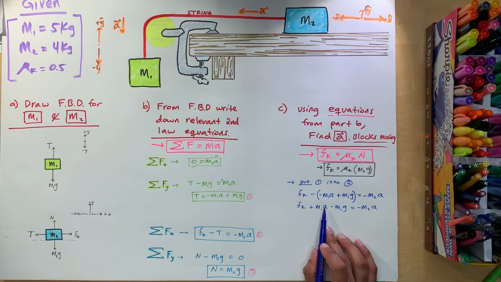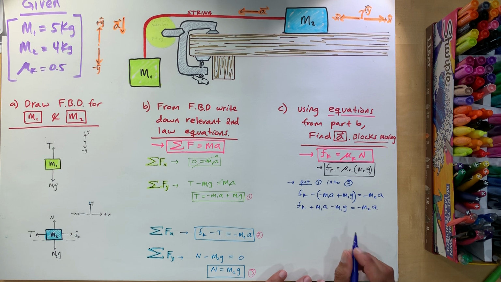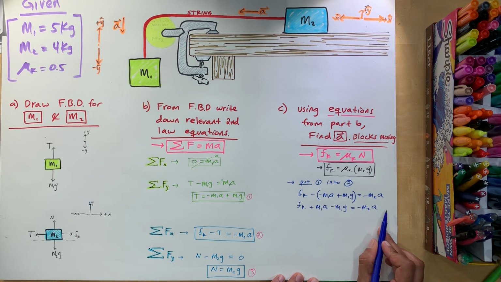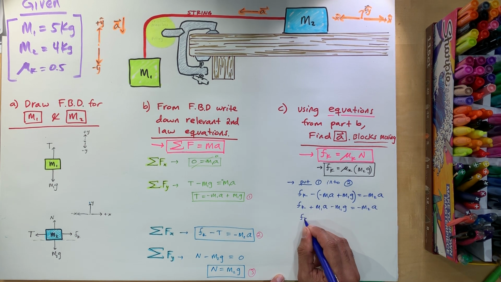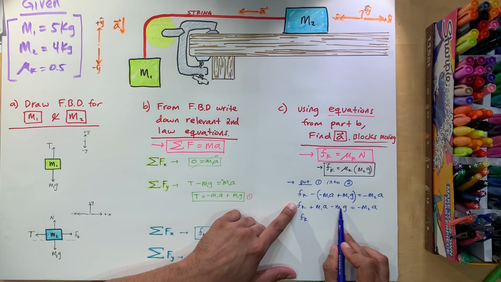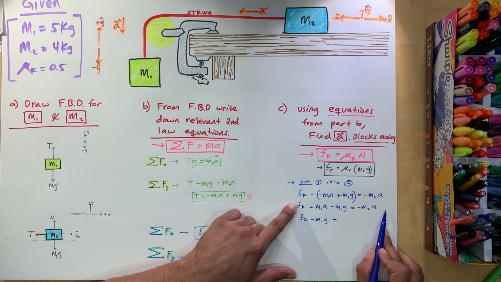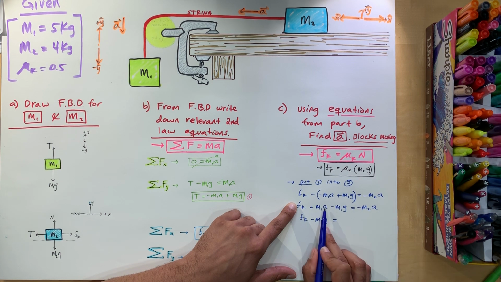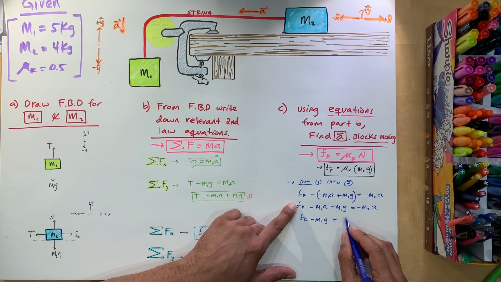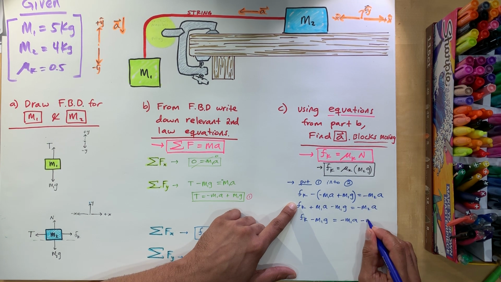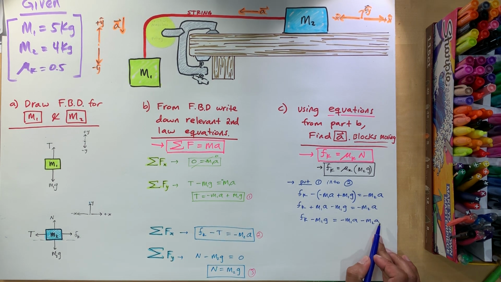Now I want to put the a's on one side, everything else on the other side. So I'm going to write fk, okay? I'm going to write this negative m1g equals, this is positive on this side. When I move it over to the other side of the equal sign, it turns into negative. So I'll write it first. I'll put negative m1a. This went to the other side, turned into negative. This stays the same because it stays on that side. So negative m2a.